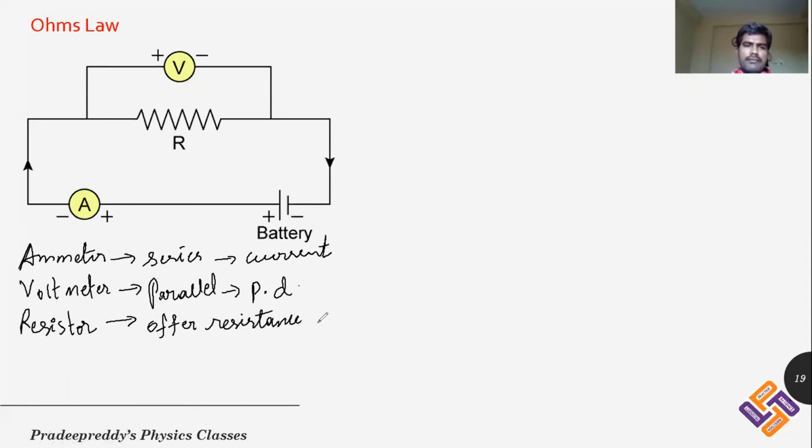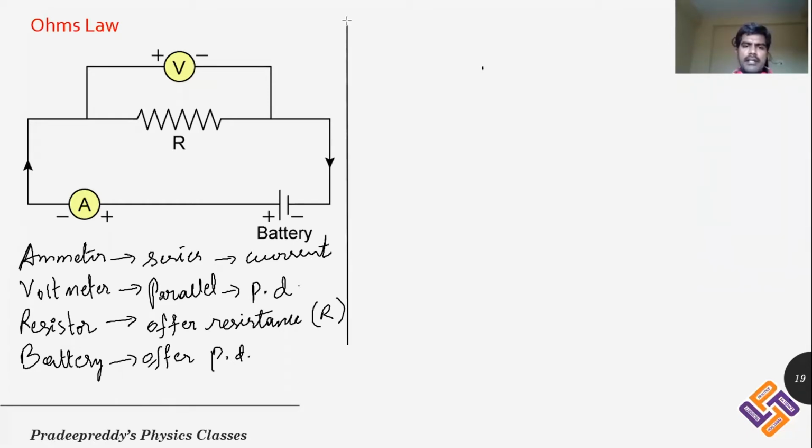Resistor is a device which offers resistance and it is denoted with R, and there is another component which is the battery, and the battery offers potential difference. Battery is also called the source. It offers potential difference. It simply converts chemical energy into electrical energy.